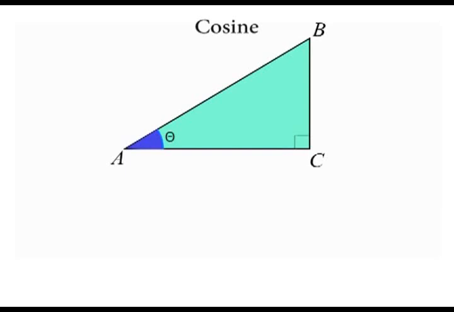Lastly, cosines of angles. The ratio of the adjacent side of an angle to the hypotenuse of a right angle triangle is called the cosine of that angle. And so cos theta is equal to adjacent over hypotenuse.